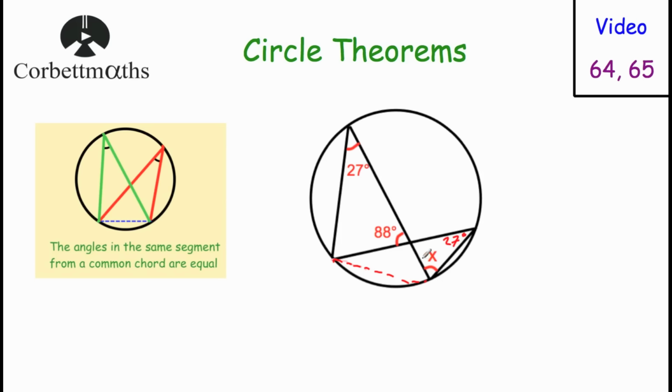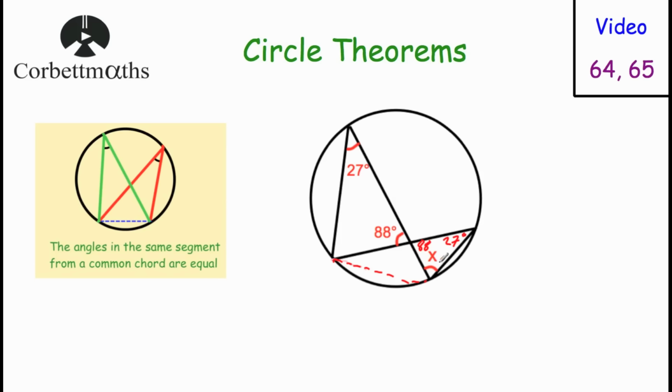Next thing to notice is we've got two straight lines that cross each other. That means the opposite angles are equal. So if this angle's 88 degrees, that means that that angle's 88 degrees also. They're vertically opposite angles. And finally, you've got this little small triangle here with this x, 88 and 27.